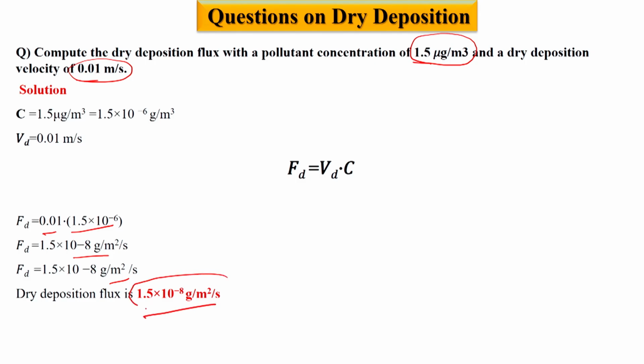Sometimes you will see units reported in gram per meter square per second, so just be careful in the objective questions. Sometimes the unit is given as microgram or gram per hectare per annum, sometimes as milligram per meter square per second, or sometimes in gram per meter square per second. So don't be confused by this.